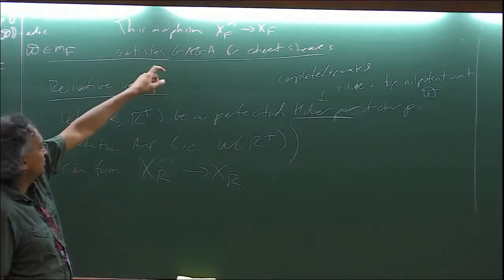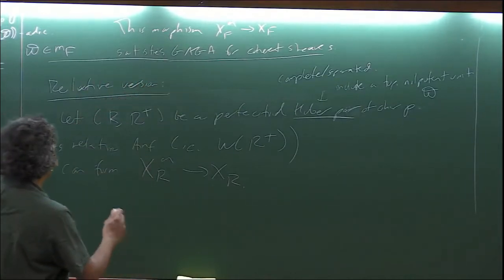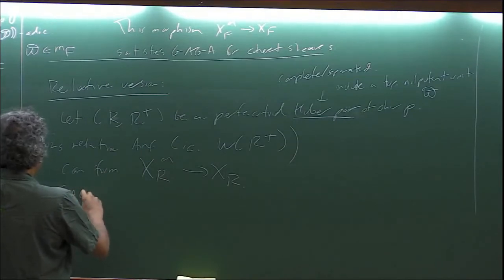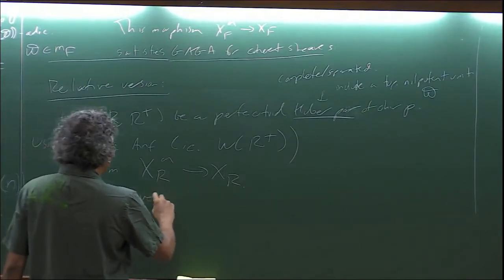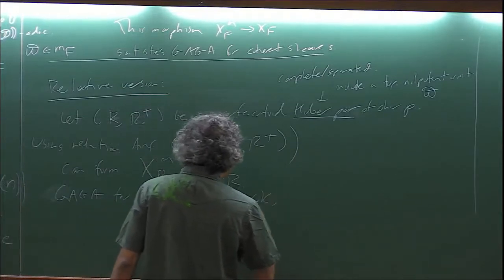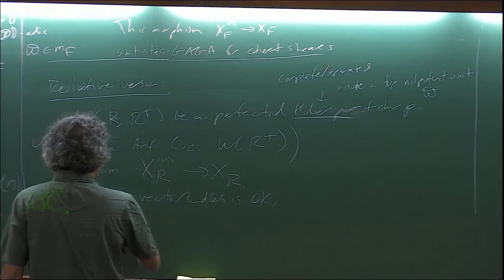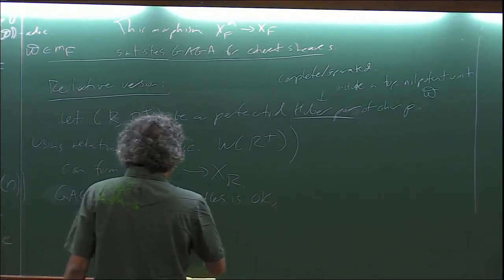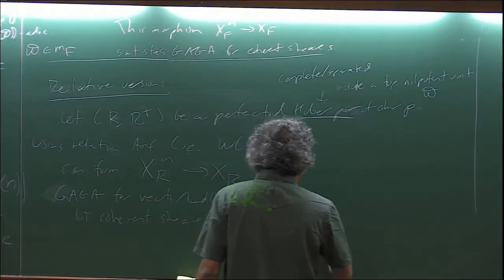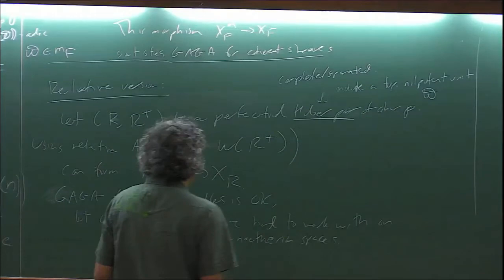So you again have a comparison between these two things, and I would like to use a similar technique to prove that one has GAGA for coherent sheaves, but there's a catch. Certainly it's okay for vector bundles. But coherent sheaves are hard to work with on spaces like this, which are heavily non-Noetherian.